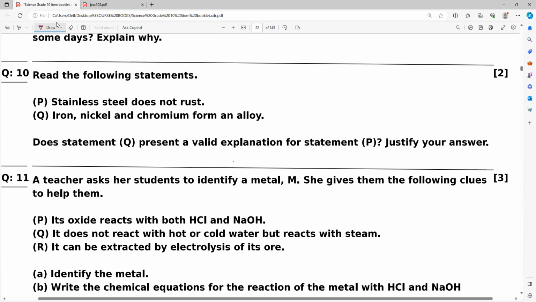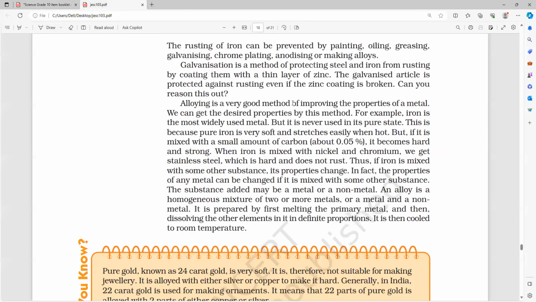So you can see here they're saying that stainless steel does not rust. Iron, nickel, and chromium form an alloy. So, does statement Q present a valid explanation for statement P? Justify your answer, they are asking. Before making an answer, we'll go back to the textbook. So, this is our concept.